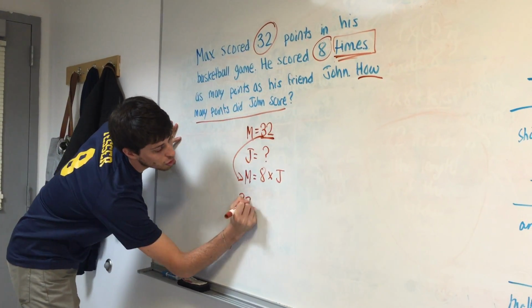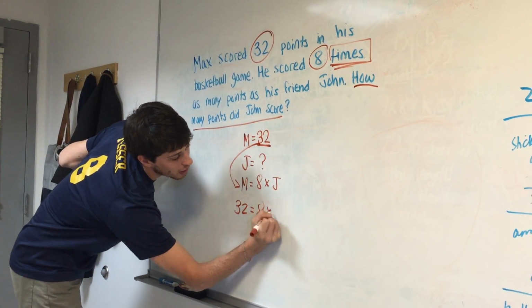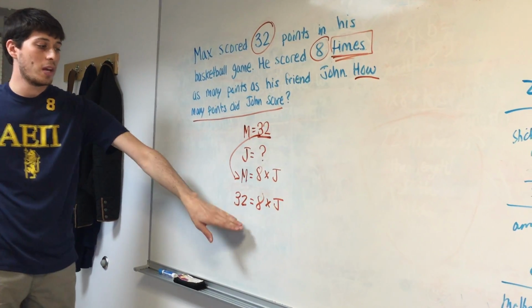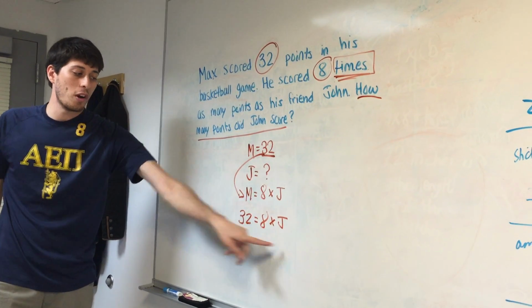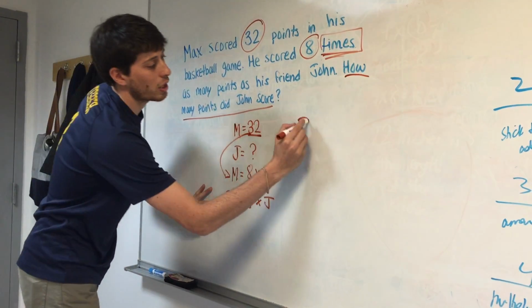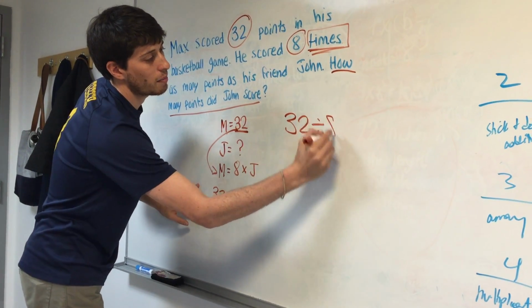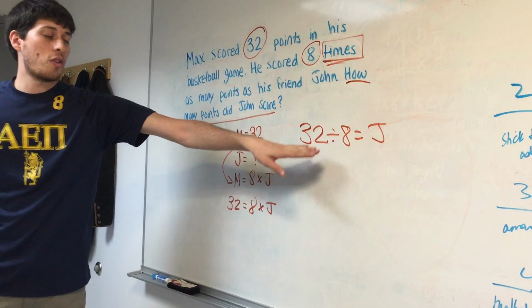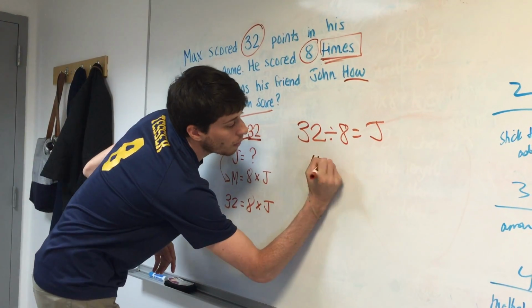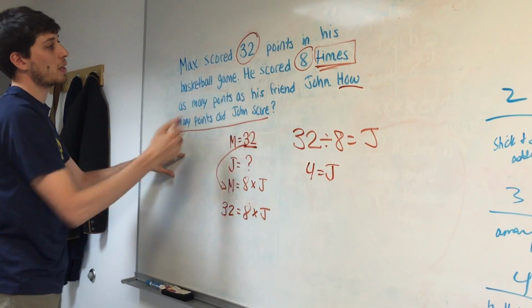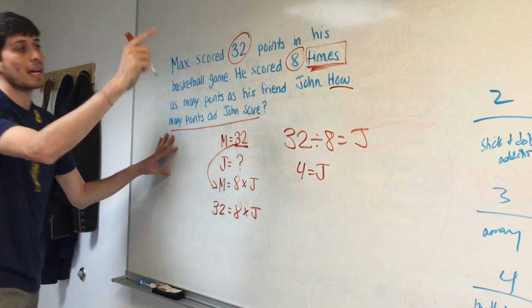So I know 32 equals 8 times J. So 8 times John is 32. In order to figure out this unknown variable, we need to actually divide 32 divided by 8. So I can do 32 divided by 8 equals whatever John had. Scholars know 32 divided by 8 is 4. So John actually scored 4 points because Max scored 8 times as many as John.